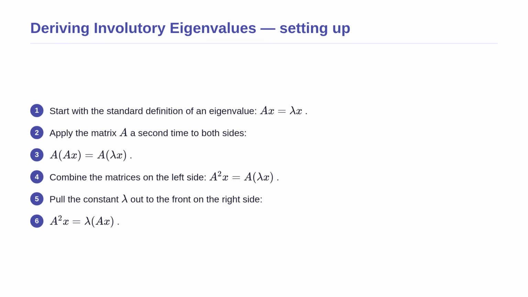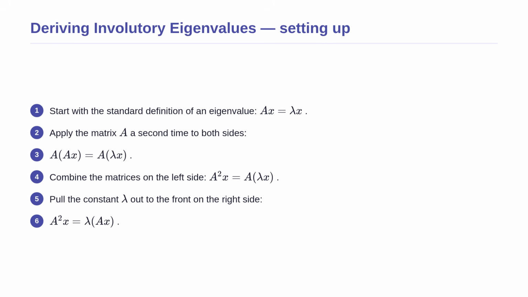Now that we have used this eigenvalue formula, let us understand where it comes from. We want to prove why the eigenvalues can only be 1 or negative 1. We start our proof with the standard definition of an eigenvalue. Ax equals lambda x. To see what happens when we apply the transformation twice, we multiply both sides of the equation by the matrix A again.